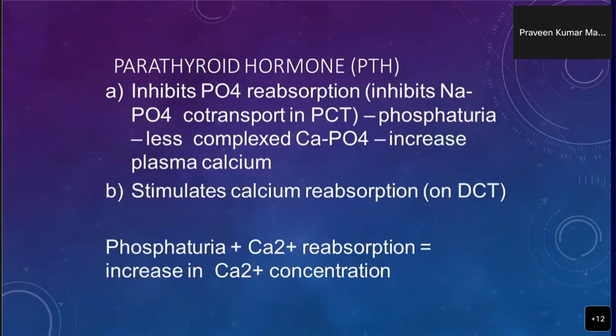Parathyroid hormone also inhibits phosphate reabsorption. It inhibits the sodium phosphate co-transport in the proximal convoluted tubule, leading to phosphaturia and less complexed calcium phosphate, and it stimulates calcium reabsorption in the distal convoluted tubule.